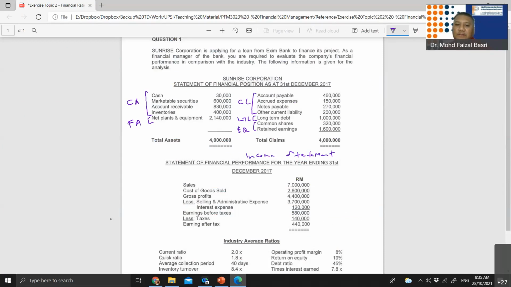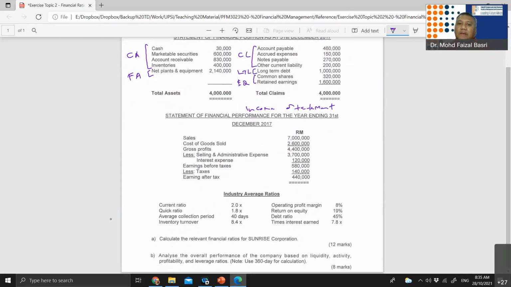Okay, our statement of financial position, we don't have to label because we're going to use each and every single item if necessary. Okay, this is again exam, so on top of that you need to calculate the relevant ratios. Soalan pertama dia, calculate the relevant financial ratios. When they say relevant, meaning you don't have to calculate all ratios.